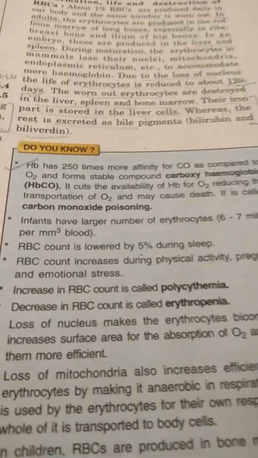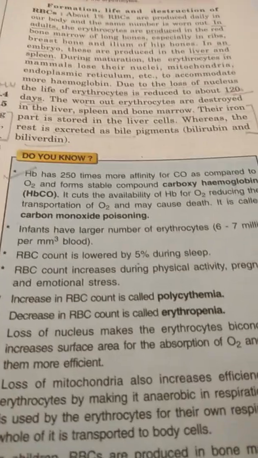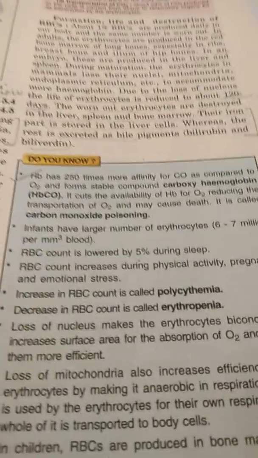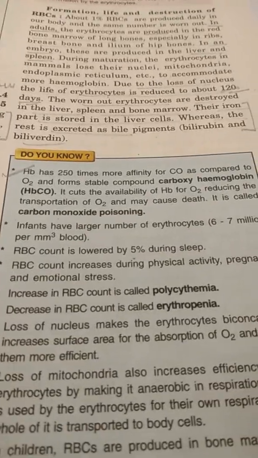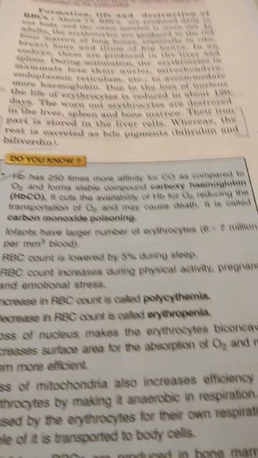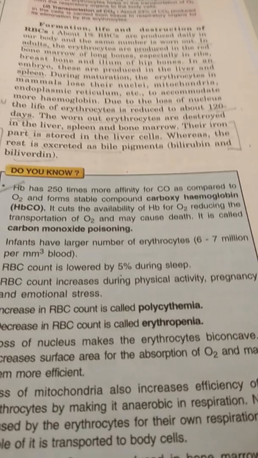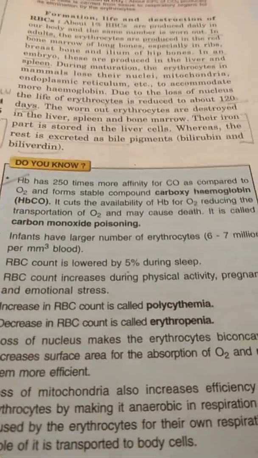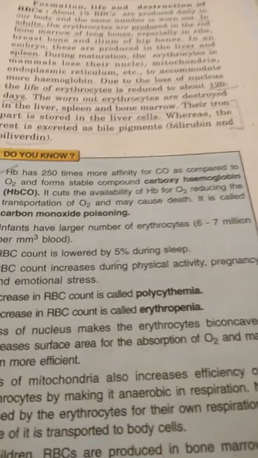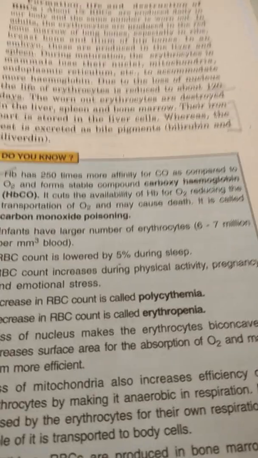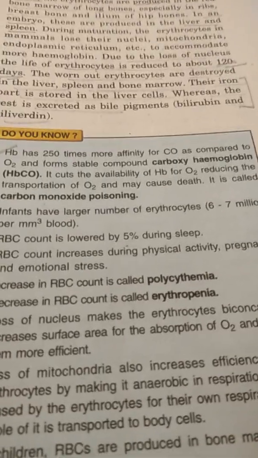When this stable compound is formed, it cuts the availability of hemoglobin for oxygen, because hemoglobin has formed a stable compound with carbon monoxide. So no more separate hemoglobin is there to take in oxygen. So the transportation of oxygen is reduced, and this may cause death of a person. This is called carbon monoxide poisoning.